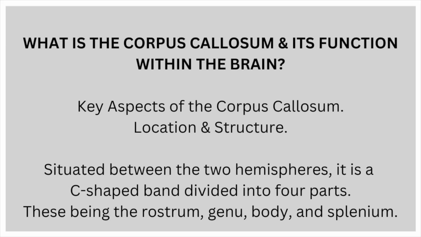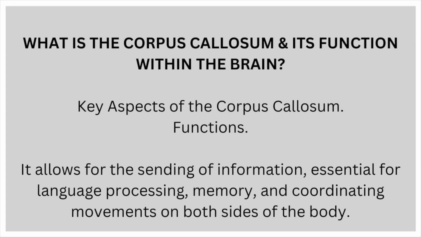Key aspects of the corpus callosum: location and structure. Situated between the two hemispheres, it is a C-shaped band divided into 4 parts, these being the rostrum, the genu, body and splenium. Functions: it allows for the sending of information, essential for language processing, memory and coordinating movements on both sides of the body.